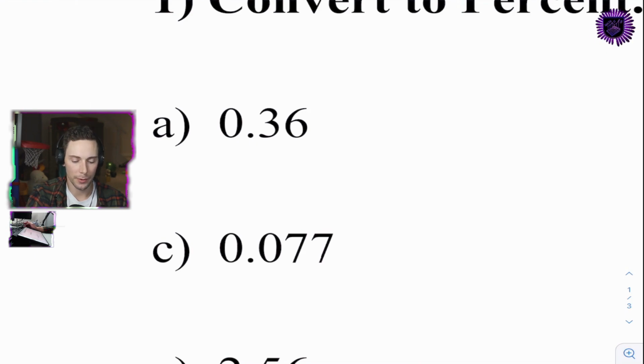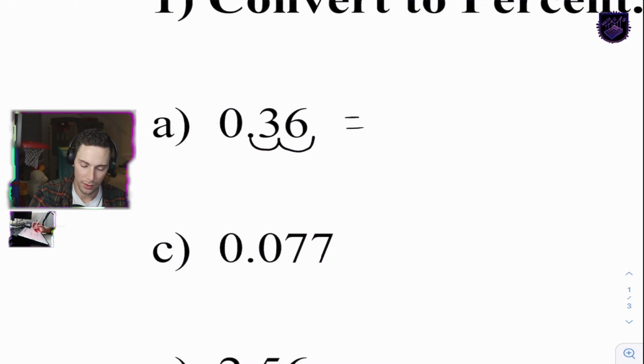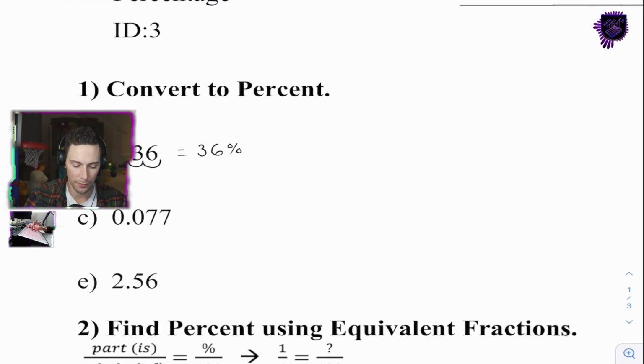we're starting with a decimal. So when you want to change a decimal to percent, you multiply by 100. If you multiply by 100, it's like we've moved the decimal place 2 over. So this is going to be 36%, right? Just take that decimal place, move it 2 over.